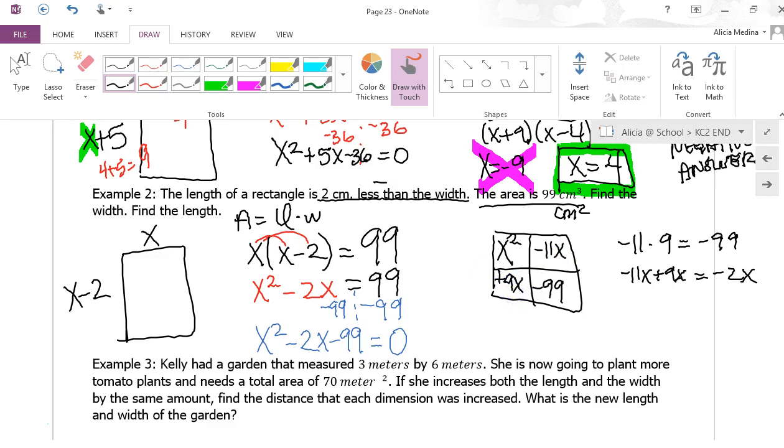So that's going to give my binomials: x minus 11 and x plus 9. Writing these out, x minus 11 times x plus 9, all equal to 0. That becomes x is equal to a positive 11 or negative 9. But remember what I said before, we cannot take negative answers. So x cannot equal negative 9. X can only equal positive answers, and that would be x equals a positive 11.